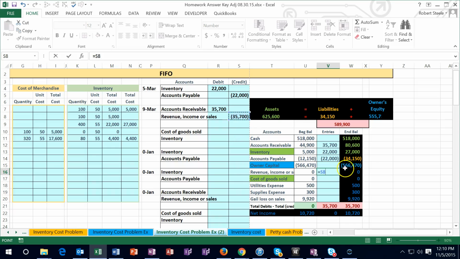This is going to go up in the credit direction, put us back in balance, bring net income up, meaning that now the credits are beating the debits by 24,980. Net income actually went up there.